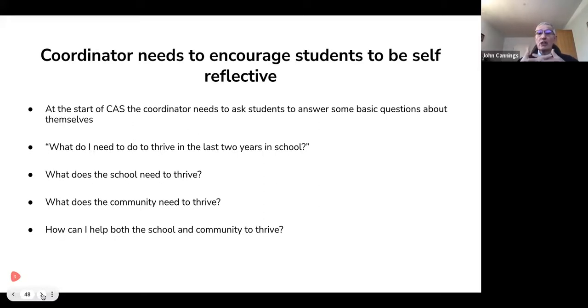So those are some things which help the student to be self-reflective, and that's a process we should continue throughout the student's CAS experience.